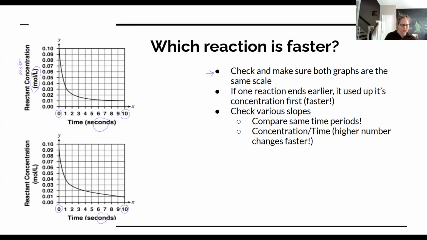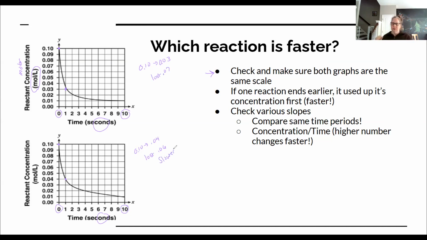So what's happening in this first 1 second? We're going from 0.10 to 0.03. So the first step is going from 0.10 to 0.03. What about on the bottom one? 0.10 after 1 second to 0.04. This guy here only lost 0.06. This guy up here lost 0.07. This guy is going slower.